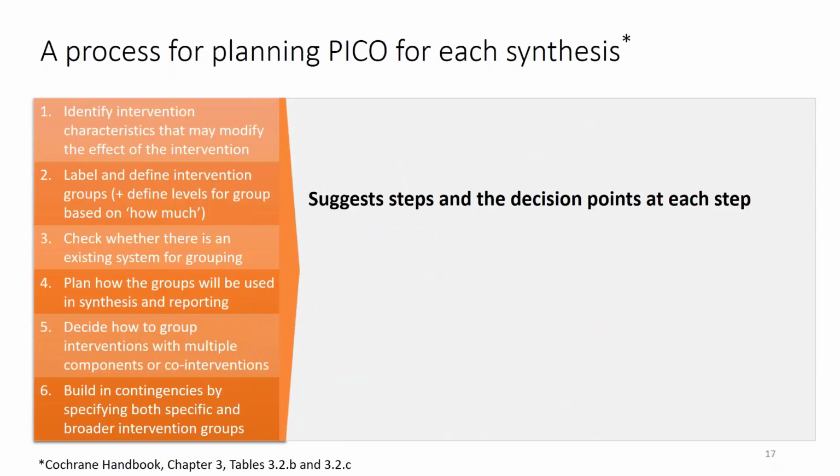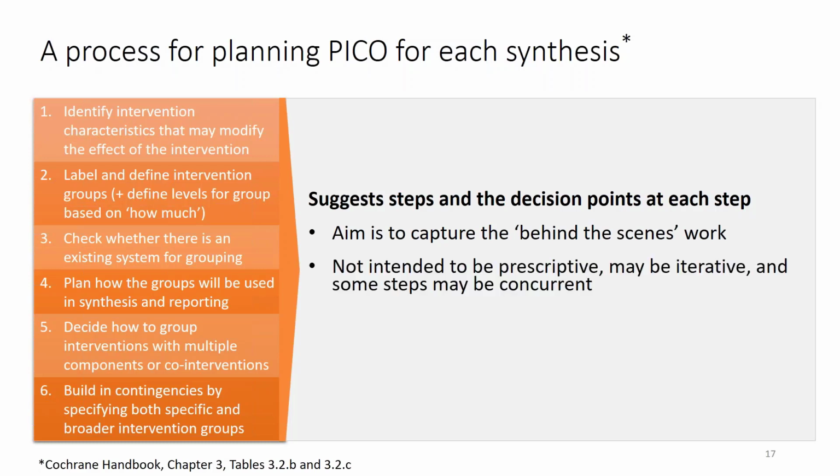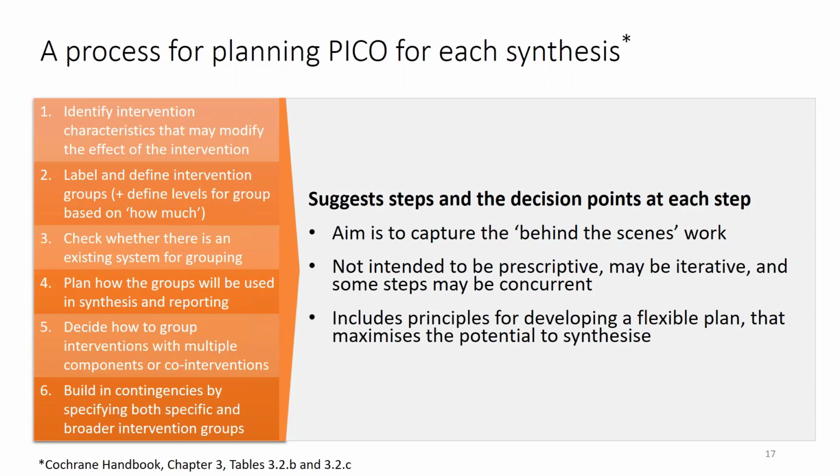So to aid this process, we've identified a process for planning a PICO for each synthesis. In this process, we're suggesting steps and decision points at each step. Really what we're trying to do here is to capture the behind the scene work that we know authors are already doing. It's not intended to be prescriptive. It may be an iterative process. In fact, it's likely to be so. And some of the steps in the process are likely to be done concurrently.